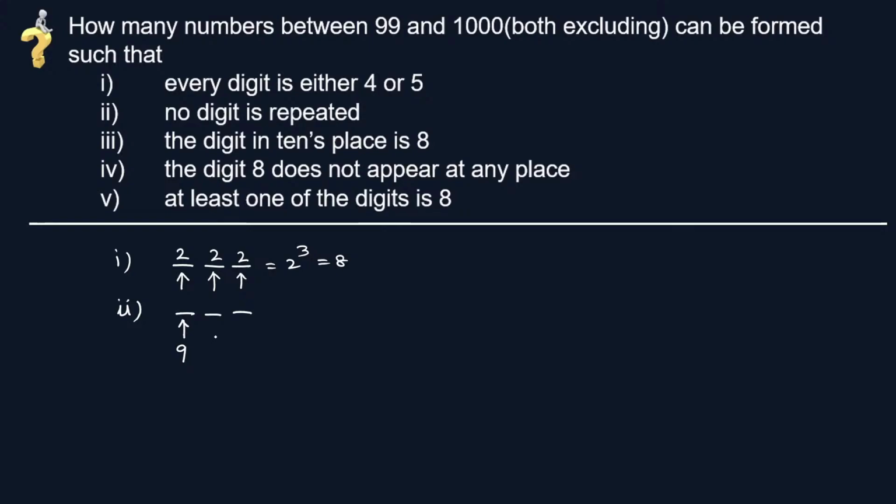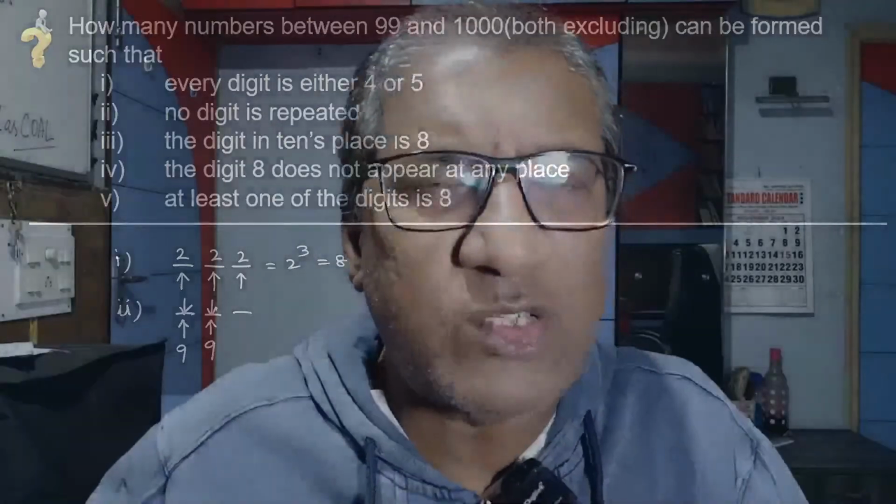Now, no digit is repeated. So 1 digit has been written over here. That digit cannot be used here. In the 10th place I cannot use the digit which I have used in the 100th place. Therefore, this place can again be filled in 9 different ways. Why?